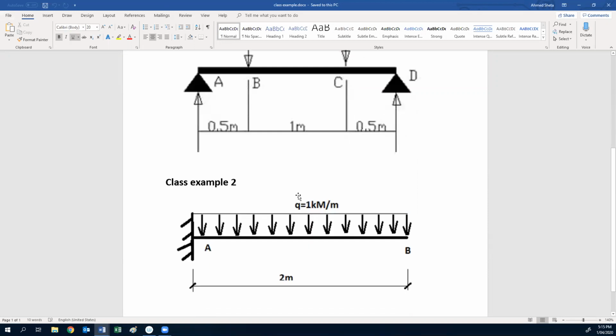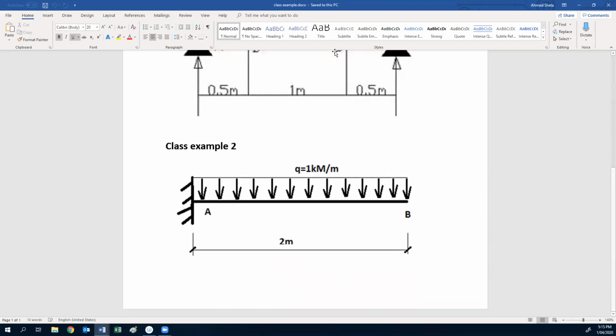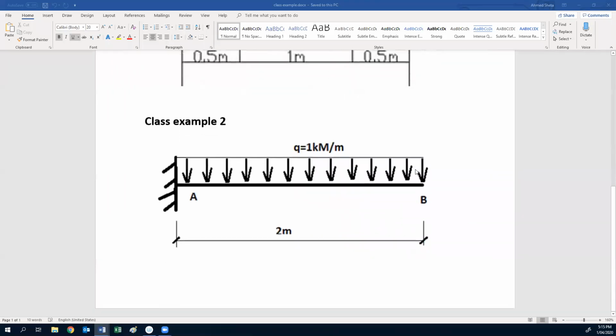Okay, next one. Sorry, I was sharing the other screen, but I have already modified it. So now the second type of problem we have is the cantilever. If you remember last week, cantilever means a beam fixed at one point and free at the other point.